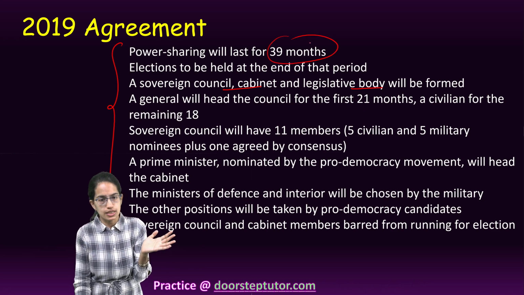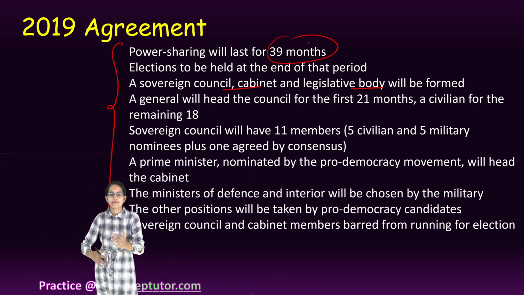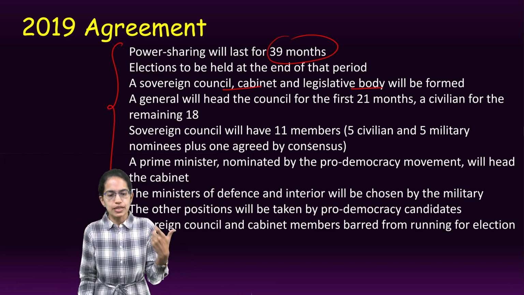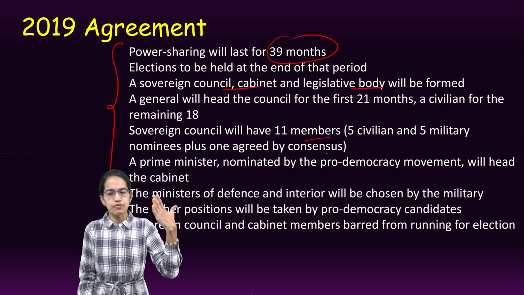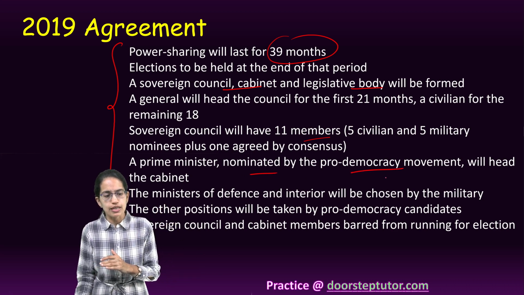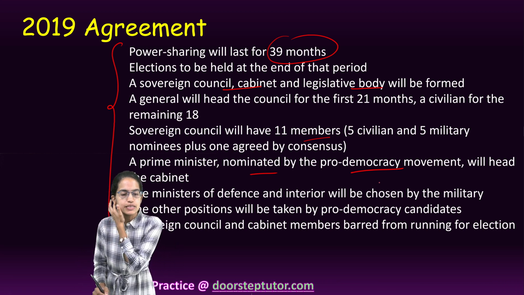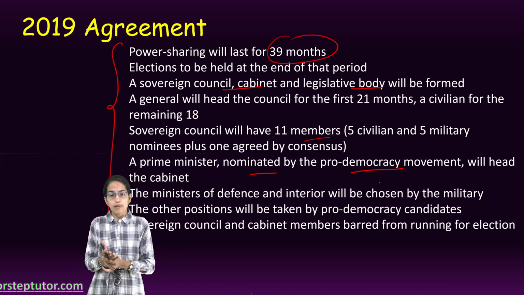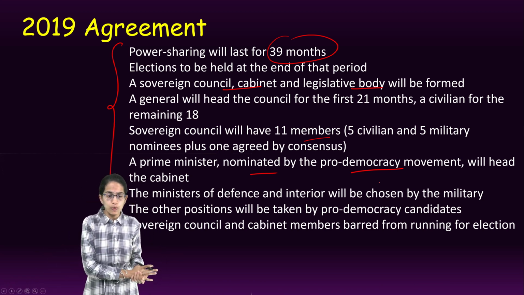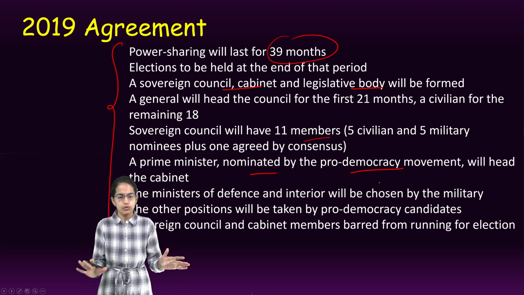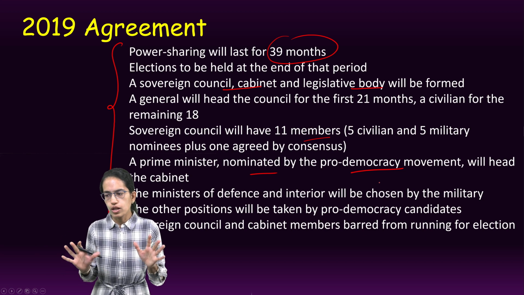So the total period is 39 months, and towards the end of that we have seen that the turmoil again begins in Sudan. Now the council was believed to have 11 members, 5 civilian, 5 military and 1 based on mutual consensus. The prime minister would be nominated by the pro-democratic movement party and the ministers of defense and interior would be chosen by the military. So there would be proper representation from the military as well as pro-democratic forces, and the other positions would be taken by the pro-democratic forces, finally to give this whole a single picture.